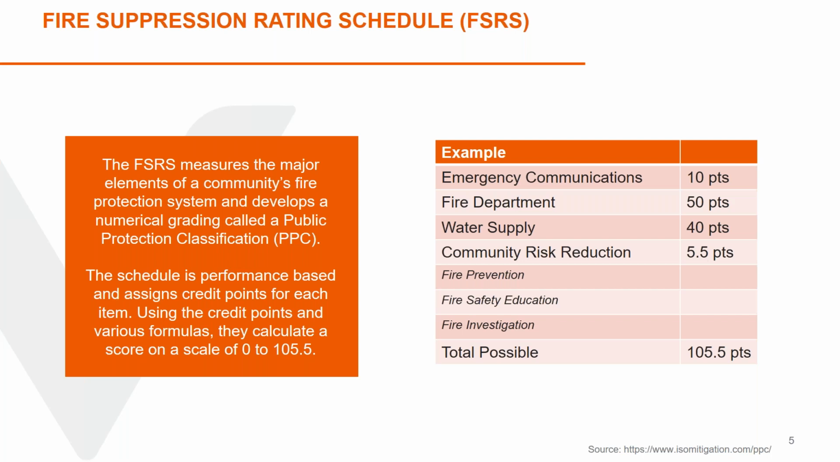These things can make the difference between a 1 and a 10. I've actually seen very narrow distances where these classes are dramatically different, and I'll give you some examples in a little while. And then there is 5.5 points for community risk reduction. Sometimes that carries you over the top.